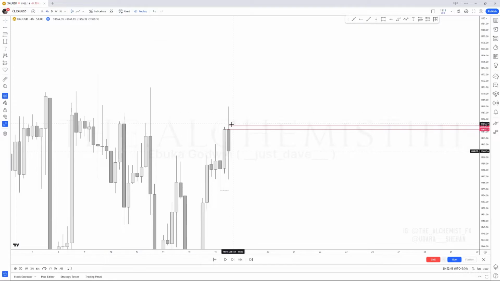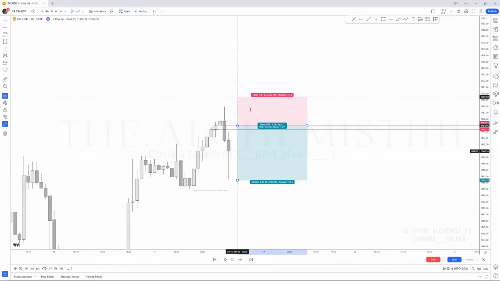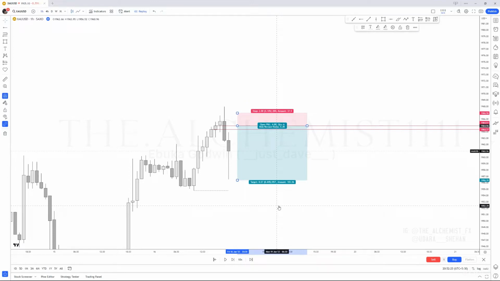Now, what you could do is mark out your H4 resistance. Go to a lower time frame. Maybe refine it like this. And then you can take a sell like this. Maybe let's say 20 pips. You could have a 20 pip stop loss and a 100 pip target. That is the 1 to 5 setup. I'll teach all that later. And then you can have a 100 pip target, maybe down below the Asian low.